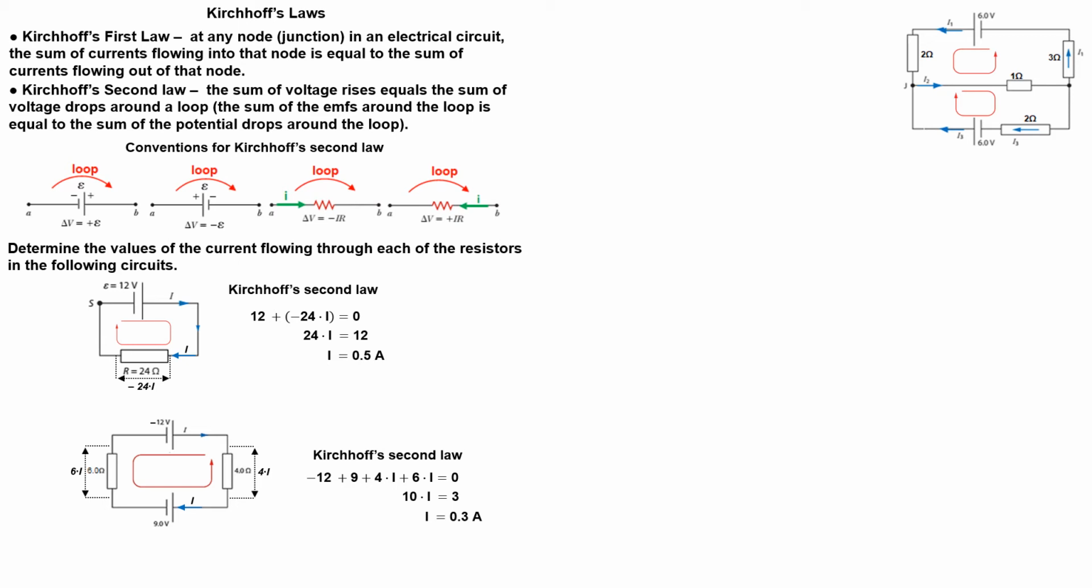Next, we go through the resistors. In the top loop, the loop direction is the same as the direction of the current in each resistor. So, following the conventions, for all resistors, the voltage is negative. We now apply Kirchhoff's second law.